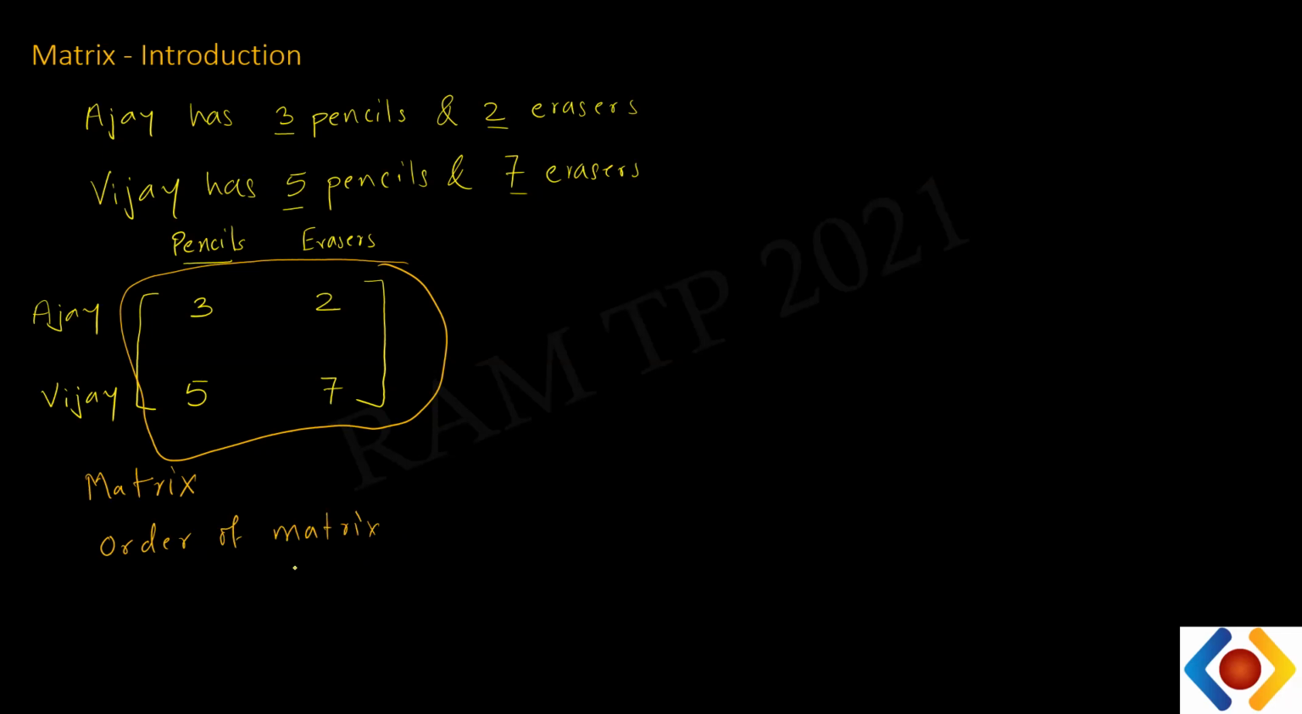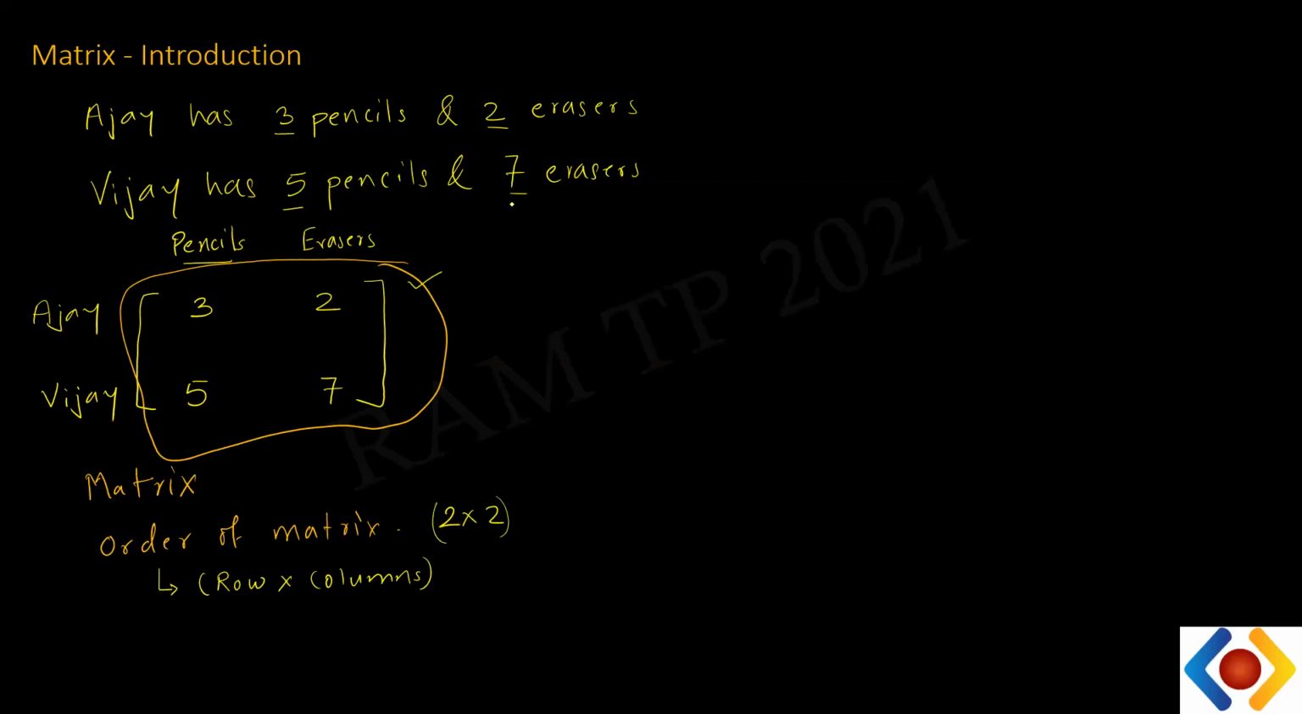So it is the product of rows and columns, the number of rows and columns. Correct. So the order of a matrix basically talks about the number of rows times the number of columns. So in this matrix, how many rows are there? 2. And how many columns are there? 2. So we say the order of this matrix is 2 by 2. Okay, so this is a matrix of order 2 by 2.